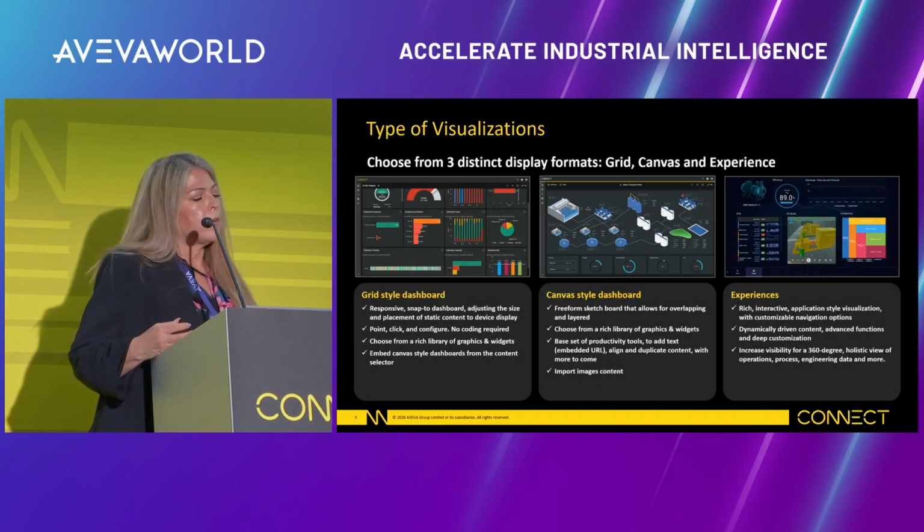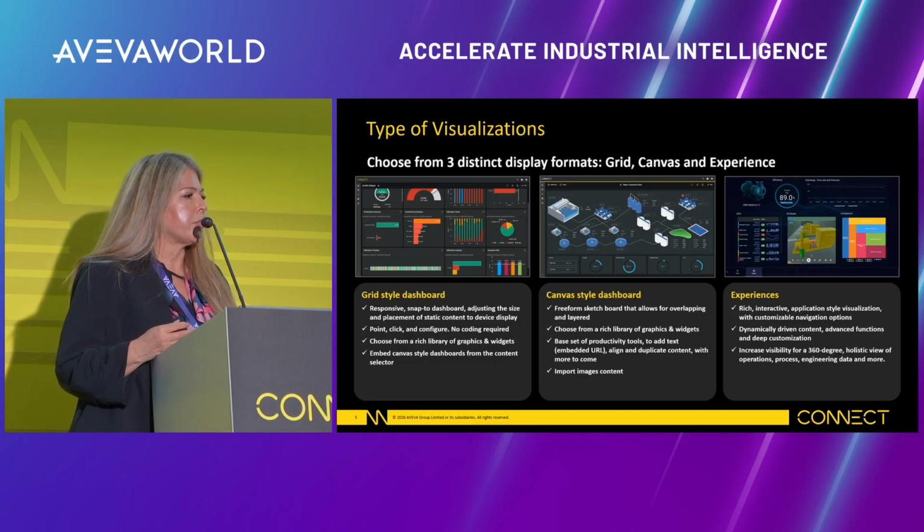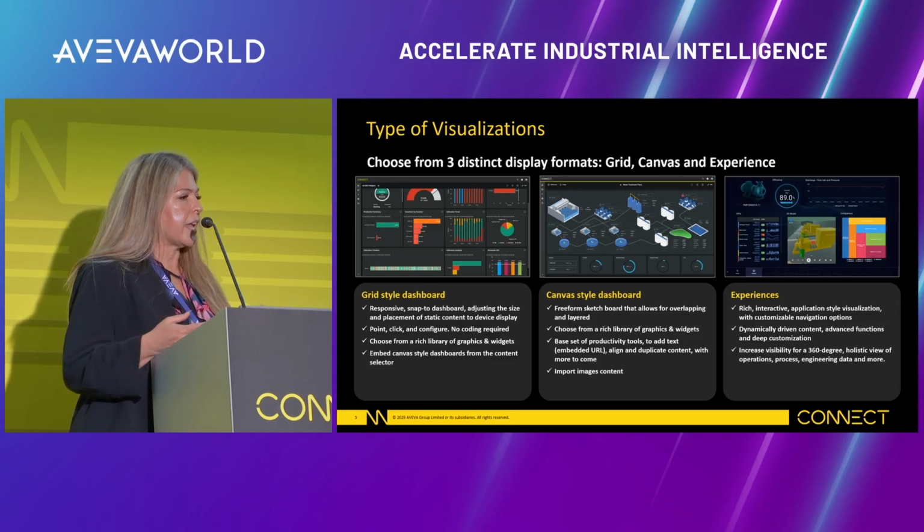So we have three different styles of visualization within visualization services. The first being the grid dashboard, the second being a canvas style dashboard, and the last being what I refer to as an experience. And it combines different types of layers and navigation within a contained environment.